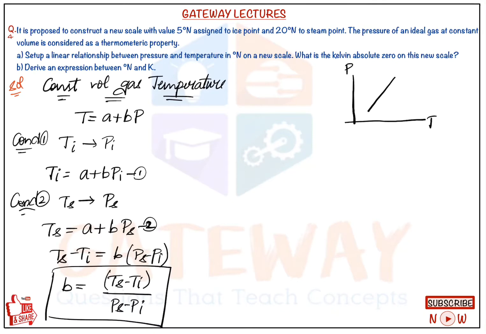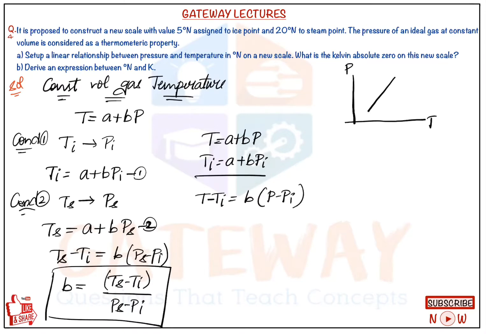Okay, now we will take the main equation. T is equal to A plus BP, and we also know Ti is equal to A plus BPi. Now we'll subtract T minus Ti. So T minus Ti is equal to A minus A, which is 0. We'll get B into P minus Pi.